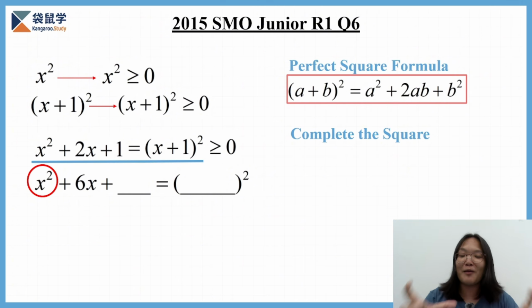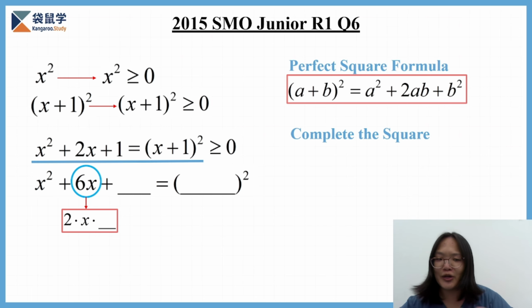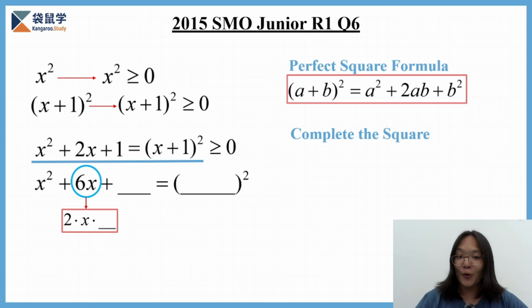But the middle term is already given to us, 6x. And we know it should be twice the product of x and something. So let's check. What is this something? 2 times x times what will give us the 6x? Ooh, so we know here is 3.